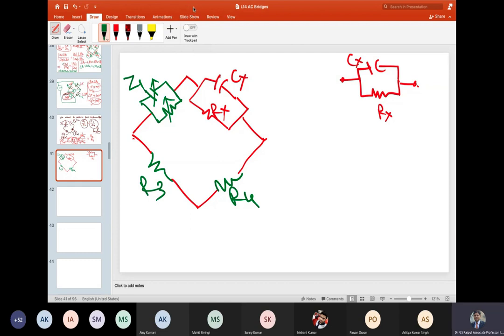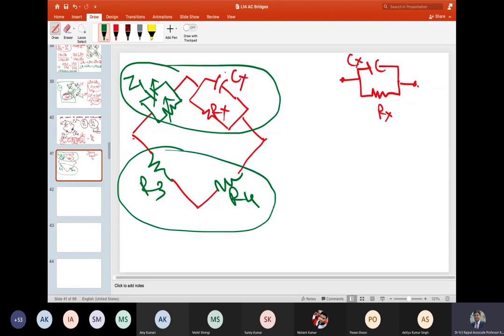So in this case, now angles can be compared and equated. This part will become a constant, so we can very conveniently create an expression for measurement of Cx from the imaginary component of the equations, whereas Rx from the real component. Okay, so this is how we work. Is it clear?